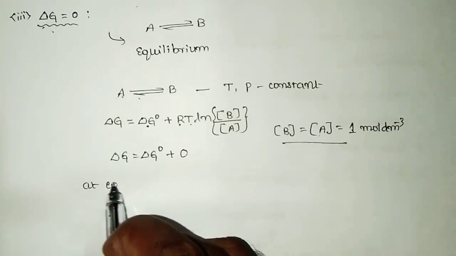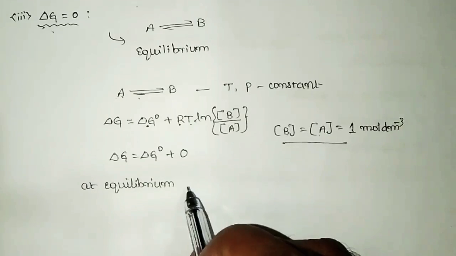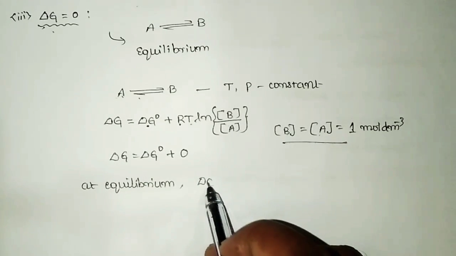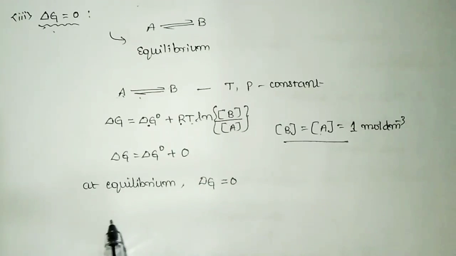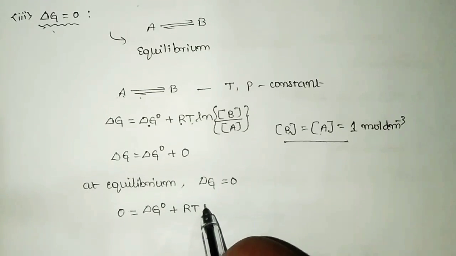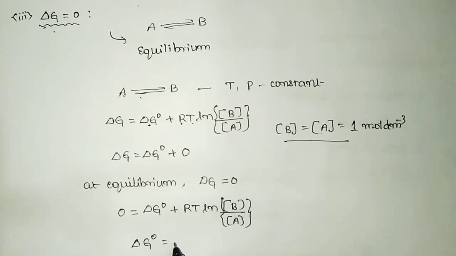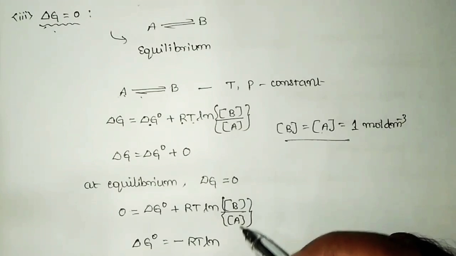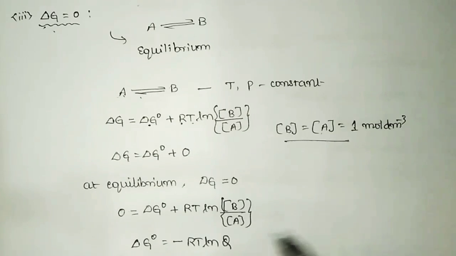At the condition of equilibrium for a reaction, strictly speaking in a biological reaction or chemical reaction taking place in a biological system, the value of delta G, that is the free energy change, equals 0. If you apply this condition to this equation, it becomes 0 equals delta G naught plus RT ln concentration of B to concentration of A. Or else delta G naught equals minus RT ln Q, where the ratio of concentration of product to concentration of reactant is taken as Q, which is nothing but the reaction quotient.